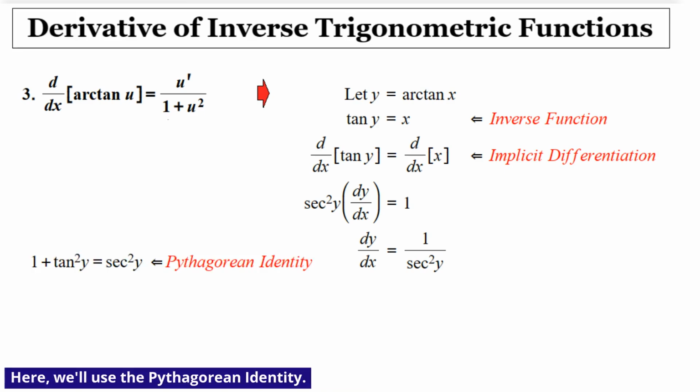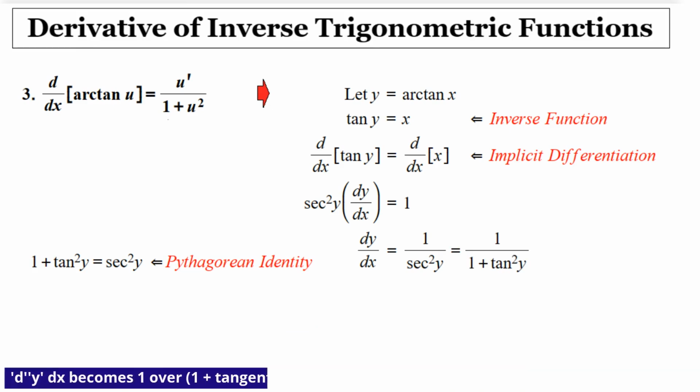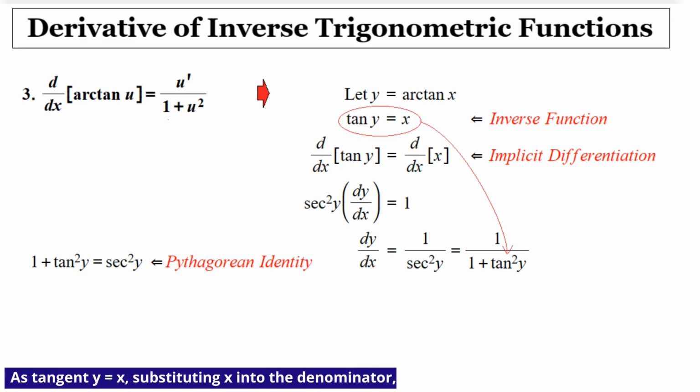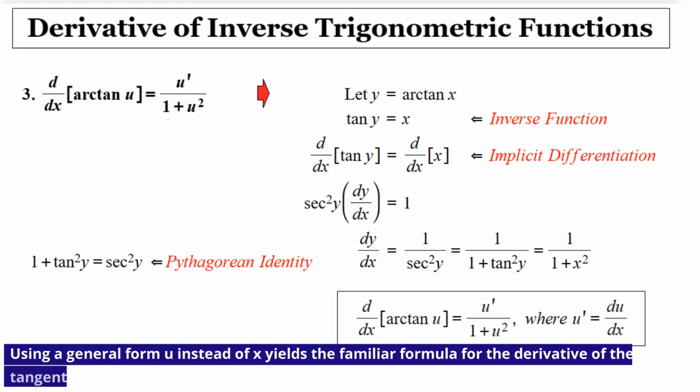Here, we'll use the Pythagorean identity: secant squared y is equal to 1 plus tangent squared y. Substituting this, dy/dx becomes 1 over 1 plus tangent squared y. As tangent y equals x, substituting x into the denominator, dy/dx becomes 1 over 1 plus x squared. Using a general form u instead of x yields the familiar formula for the derivative of the arctangent function.